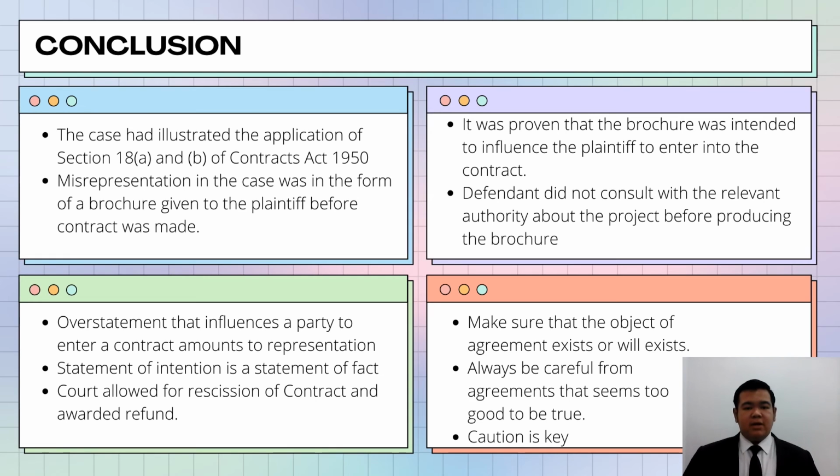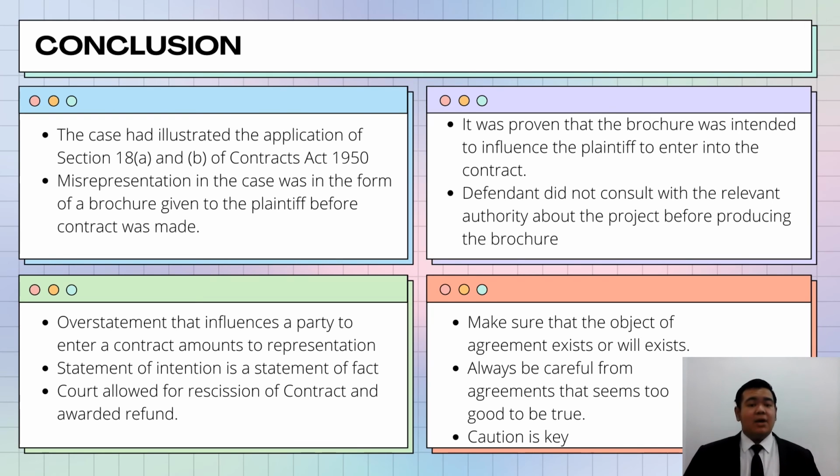It was also proven that the brochure was intended for the purpose of influencing the plaintiff into the agreement. However, prior to making the brochure, the defendant did not seek counsel from the Port Klang authority regarding the project by the sea. This means that when producing the brochure, although intending it to be a form of influence, the defendant had no idea that the project was impossible due to safety constraints. They truly believed that the project could and would be done, thus having misrepresented the facts.